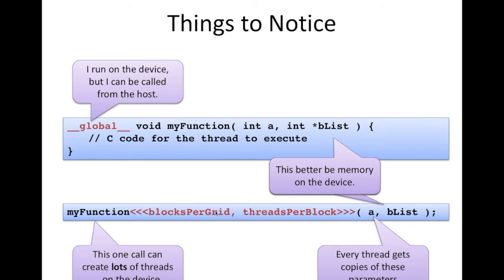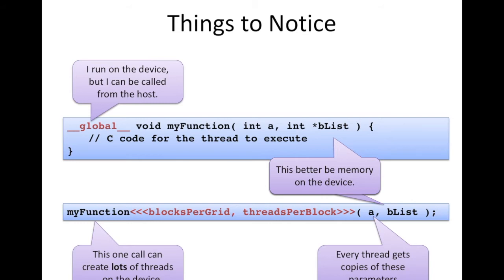So down here, if you say, make me a block of 50, make me a grid of 50 blocks, each with 50 threads, it'll take care of starting up and scheduling all those threads, and it'll take care of giving them all a copy of whatever your parameter A is here. It'll even give them a copy of this parameter B list. But since that's a pointer, you have to be careful with that, because if you're passing a pointer to code that's going to run on the device, like I said before, it better be memory that's allocated within the device.